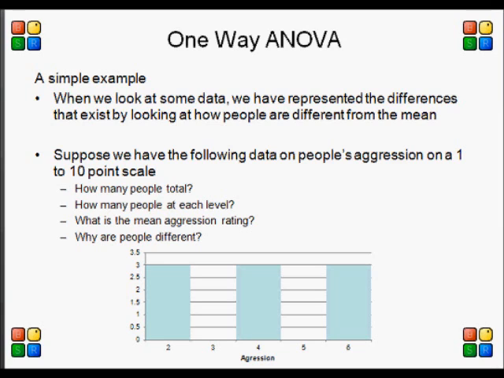If I ask how many people total, well, I have 3 in this group, 3 in this group, and 3 in this group, so I have 9 people total. I have 3 different groups here, and I have an average aggression rating of 4. If I average everything out or I deconstruct these into their initial ratings, I get an average rating of 4. Now the question that we have is, why are people different in this?